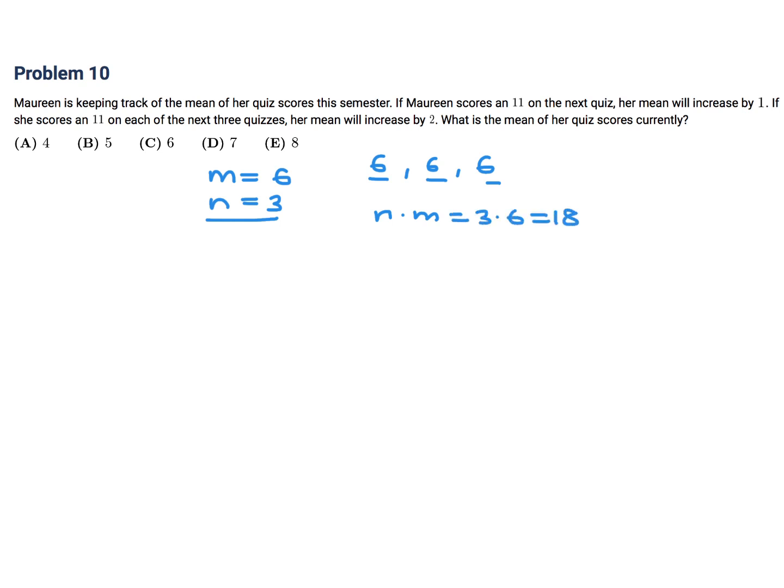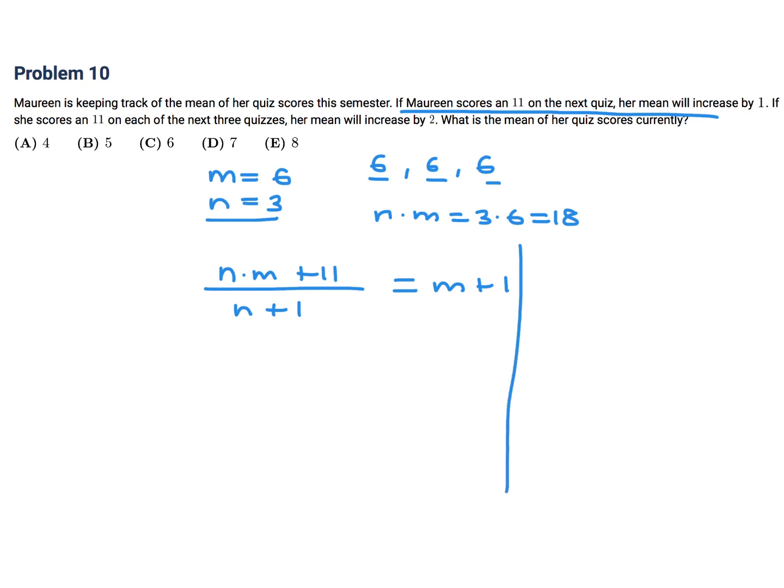So I'm just trying to think about this for a second. If I interpret the first sentence, that would basically be nm plus the 11 divided by the total, which in this case is n plus 1, is going to increase the mean by 1. So I think that's the mathematics of the first equation.